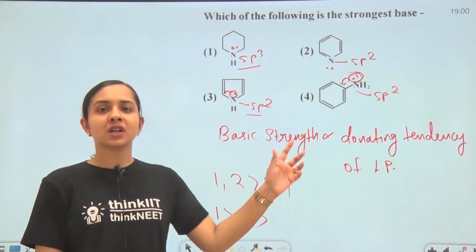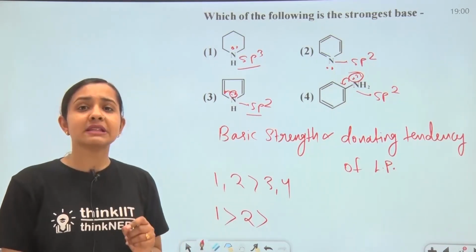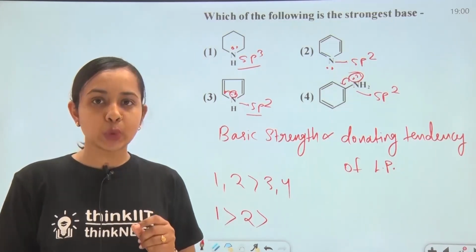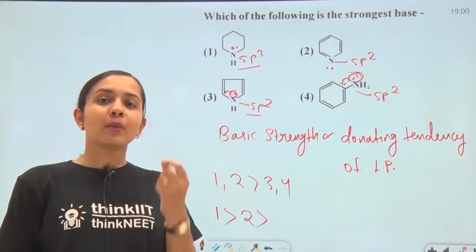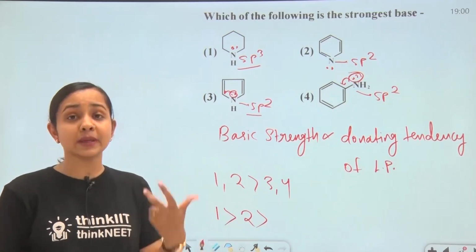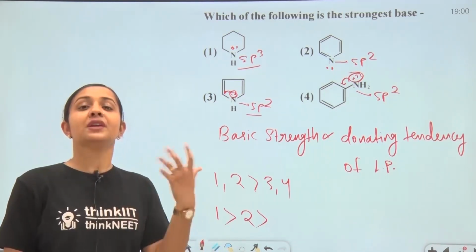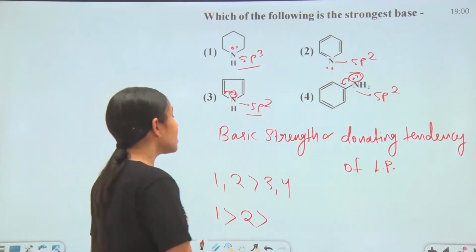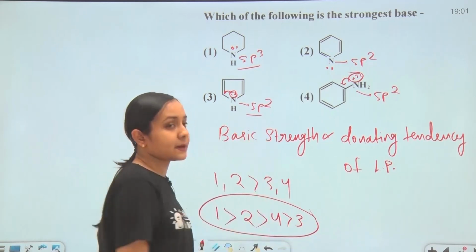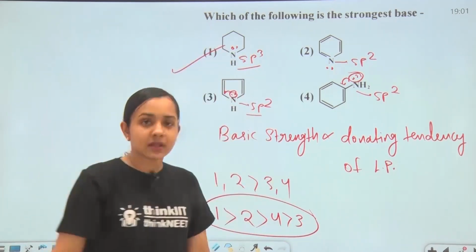Now we will compare third and fourth. In the third compound, aromaticity will come into the ring due to the delocalization of the lone pair, right? So if aromaticity comes into the ring, it will be the least basic in nature, because this lone pair will participate in resonance in more amount, right? So the fourth will be more basic in nature compared to the third. Third is least basic. The question was asking about the strongest base, so first is the correct answer. Thank you.